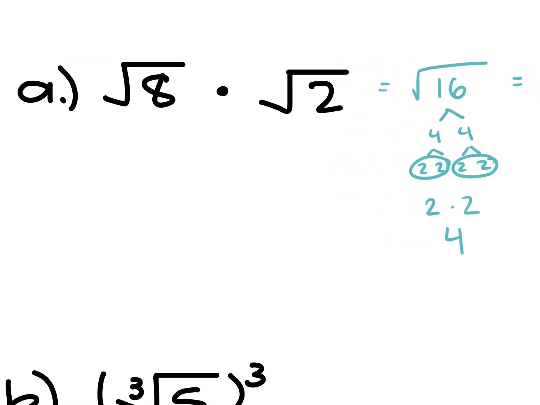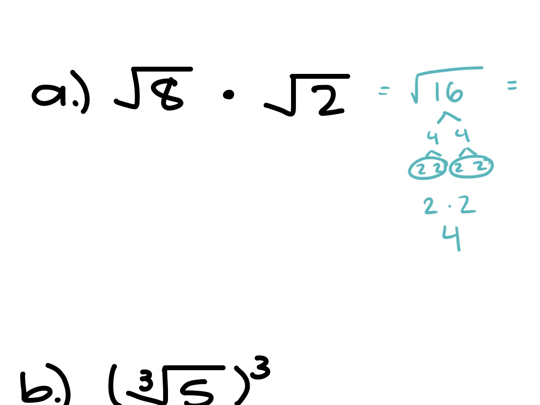Now another way that we could have done this, let's say this was really big numbers and we couldn't multiply them together. You can leave them separate. I could leave it as the square root of 8 times 2 and then break it down from here. What are 2 factors of 8? 4 and 2. And then I've got 2 there. I could break this down.